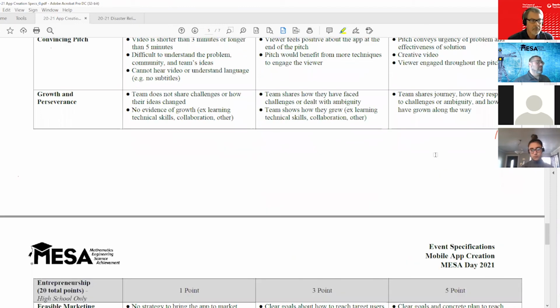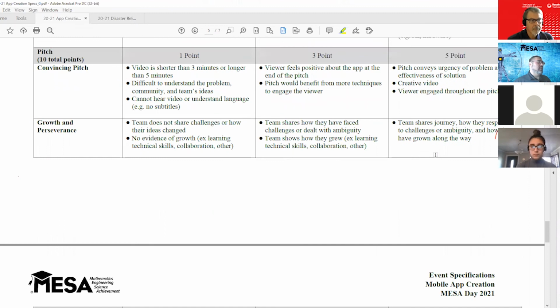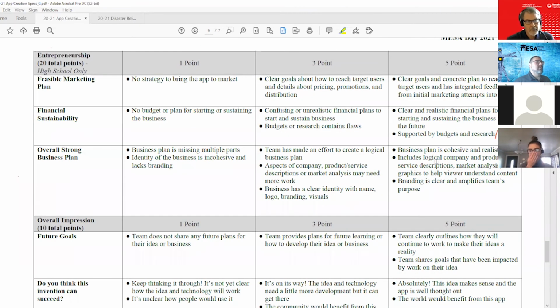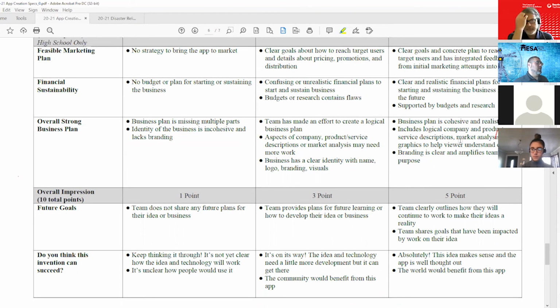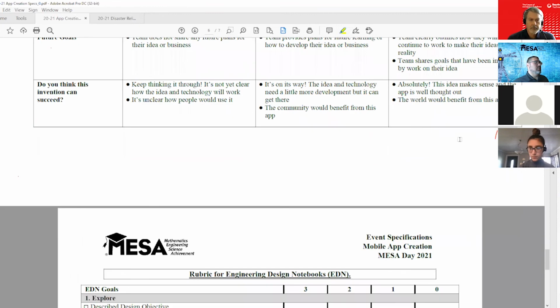So if you're in middle school, these first 2 pages are going to be most important for you. Then if you're in high school, this 3rd page will really talk about the business plan, right? So what are we looking for in the business plan? This doesn't say specifically what should be included in the business plan, but all of these areas should be clear in your plan, right? So there's the marketing plan, the financial sustainability, how strong is it overall, future goals, what's my impression, okay?